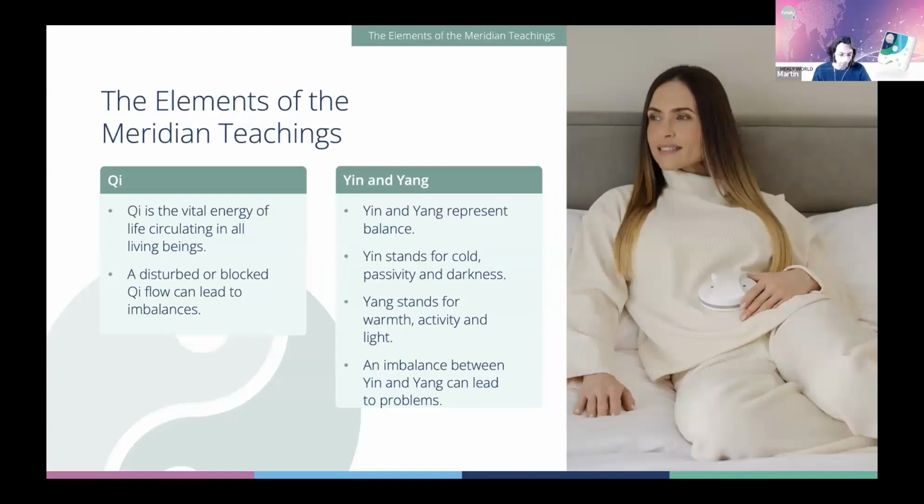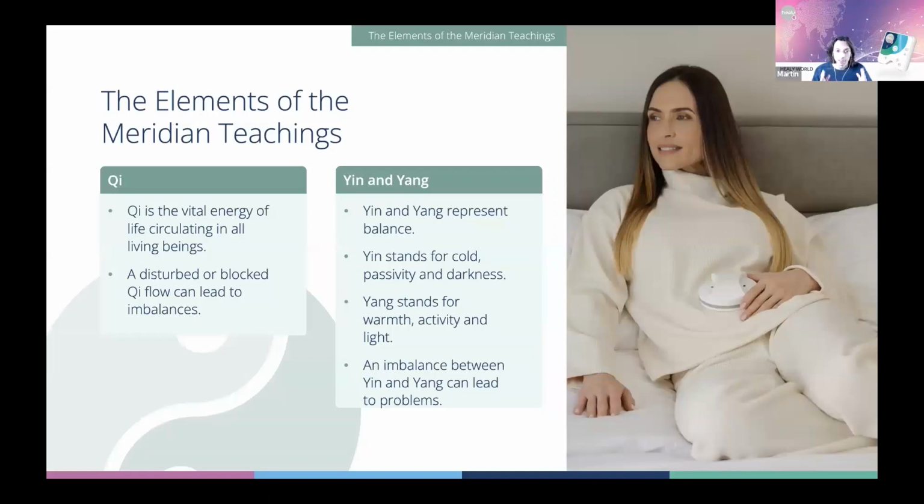Everyone knows it: something goes wrong in your life or goes repeatedly wrong, so something is blocked, so the energy flow is blocked. And that's where the other concept comes in, yin and yang, because yin and yang represent the balance basically. So yin stands for cold, passivity and darkness, and yang stands for warmth, activity, and light. And as we see, cold is normally something bad. I don't like to be cold, I don't like to be in the darkness.